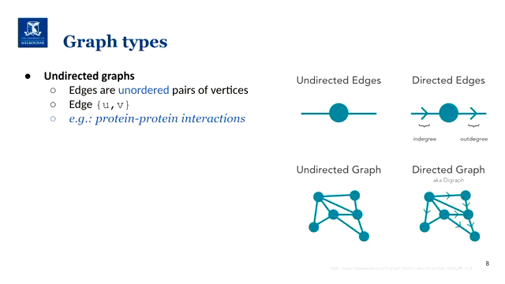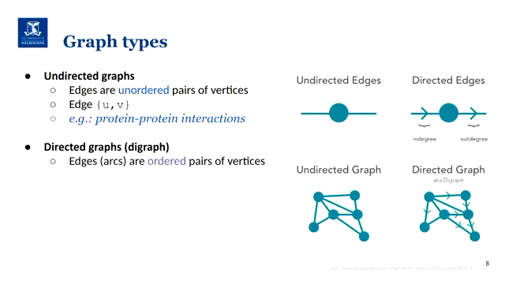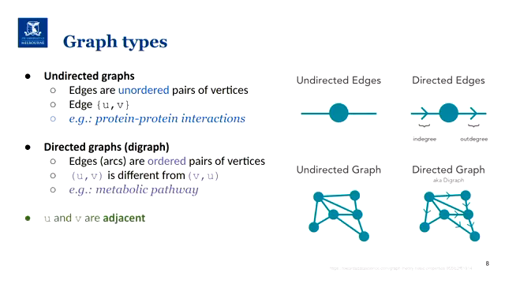If you're saying protein A interacts with protein B, and B interacts with protein A, there isn't an inherent direction there, so an adequate way to model it would be using an undirected graph. While in directed graphs or digraphs, edges are also called arcs and are ordered pairs of vertices. So an edge or an arc UV is different from an edge VU, okay? And for instance, that would be relevant if you are modeling a metabolic pathway, or a part of a metabolic pathway.